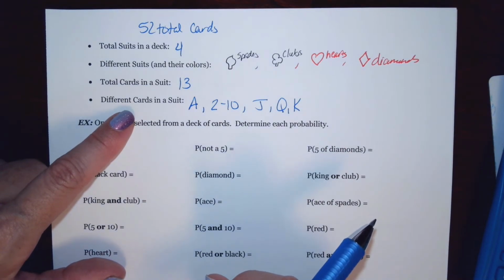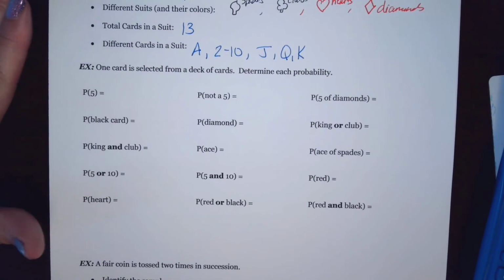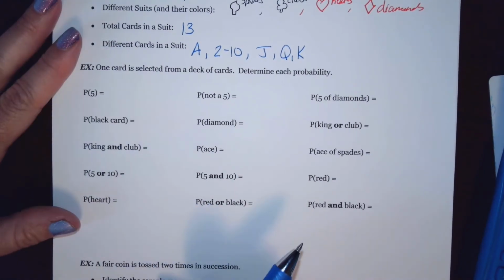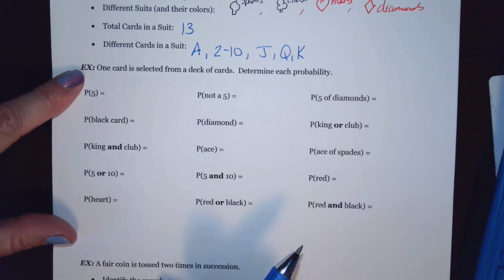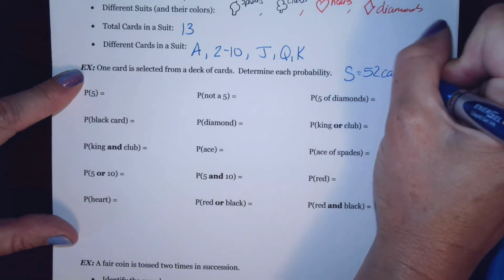Okay, if you have a deck of cards and you're not familiar with it, grab it. We will have decks of cards to do an activity if you're coming to class to talk about this. Alright, 1 card is selected from a deck of cards. Determine the probability. Now we're working on theoretical probability, so that means our denominator is going to be 52 because my sample space has 52 cards in it.